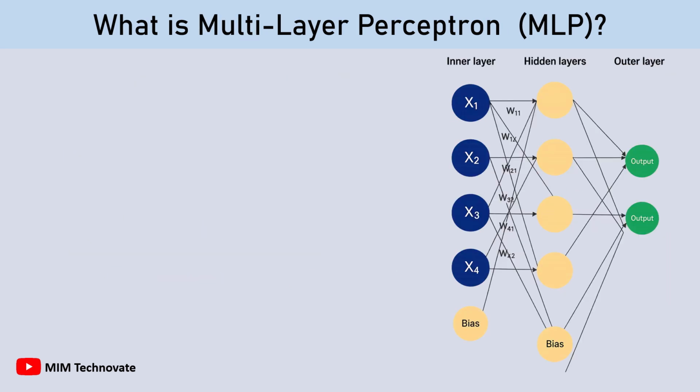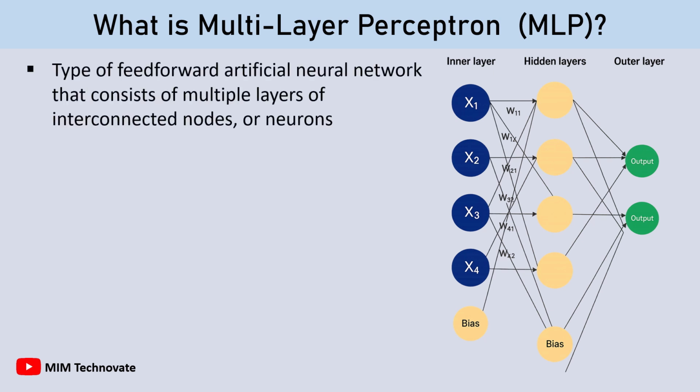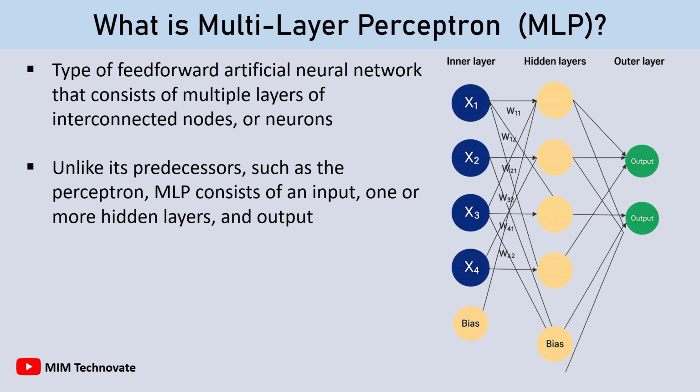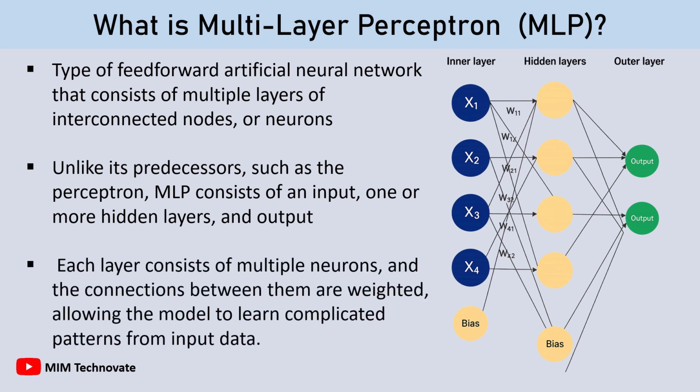What is Multi-Layer Perceptron, MLP? The Multi-Layer Perceptron, MLP, is a type of feed-forward artificial neural network that consists of multiple layers of interconnected nodes, or neurons. Unlike its predecessors, such as the Perceptron, MLP consists of an input, one or more hidden layers, and output. Each layer consists of multiple neurons, and the connections between them are weighted, allowing the model to learn complicated patterns from input data.